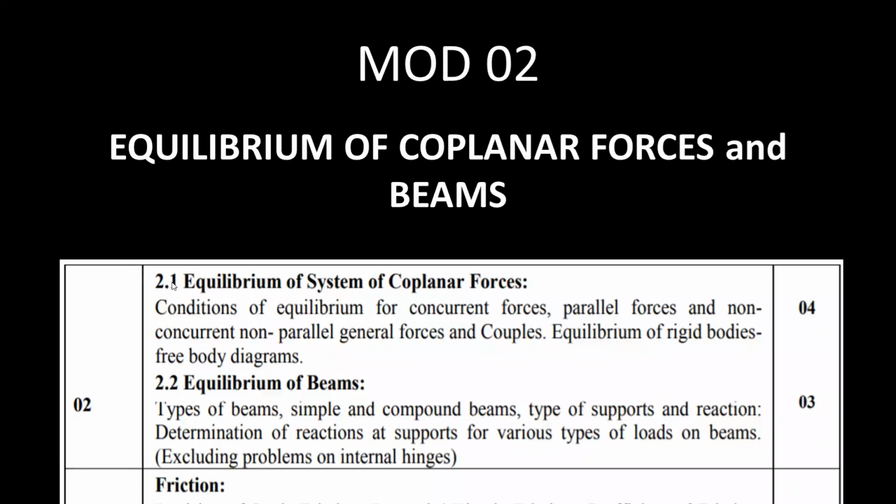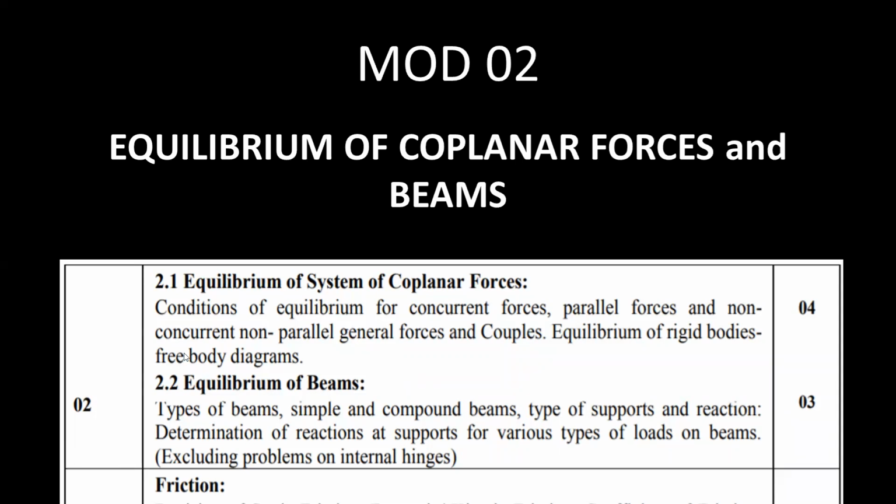So in section 2.1, which is the equilibrium for the system of coplanar forces, we have the conditions of equilibrium for concurrent forces, for parallel forces, and for non-concurrent, non-parallel general forces, okay, and couples. Then equilibrium of rigid bodies. Okay, so we will study the free body diagram. In the first module, we have already discussed what the meaning of a free body diagram is.